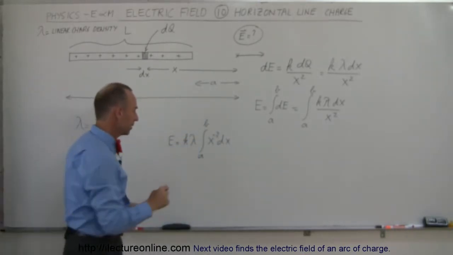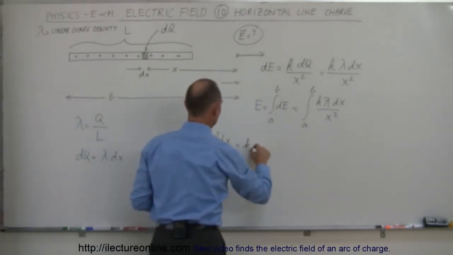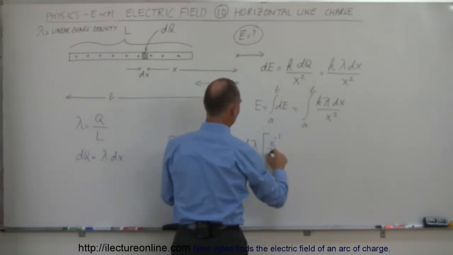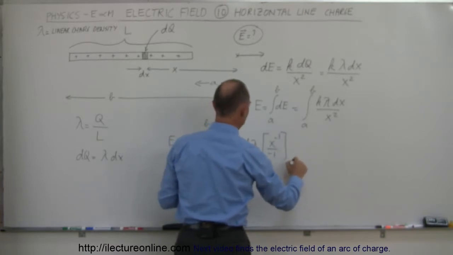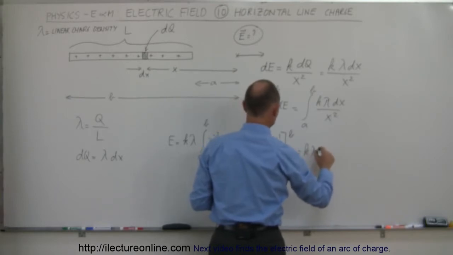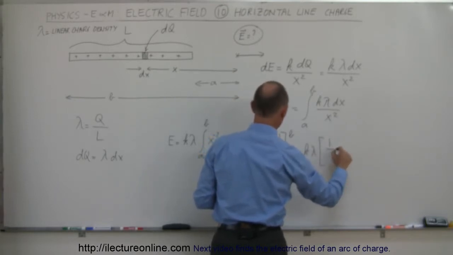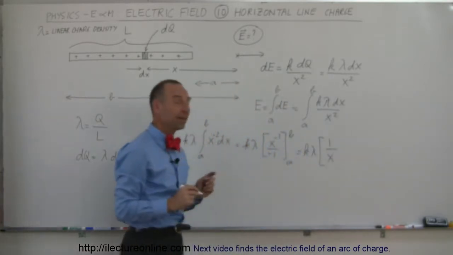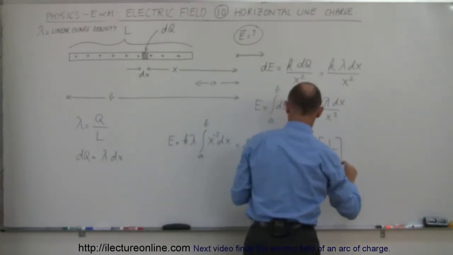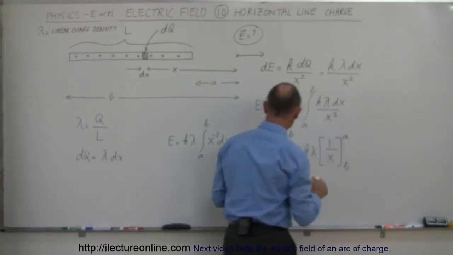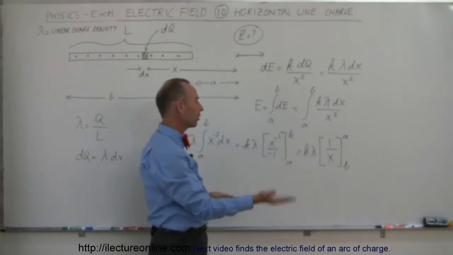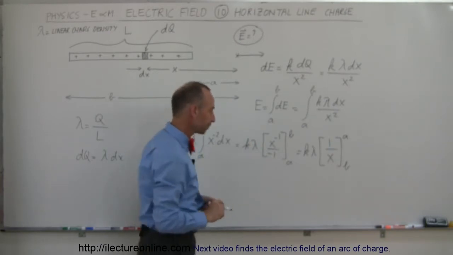Of course, that integral is equal to k lambda times x to the minus 1 power divided by the new exponent, minus 1, from A to B. And so that is equal to k lambda times 1 over x to the first power. Now I left off the negative sign because I'm going to switch my limits, so that leaves me with a b and an a. It's a little trick: whenever you end up with a negative inside here and you want to evaluate it, you can simply turn that into a positive and switch the limits around.